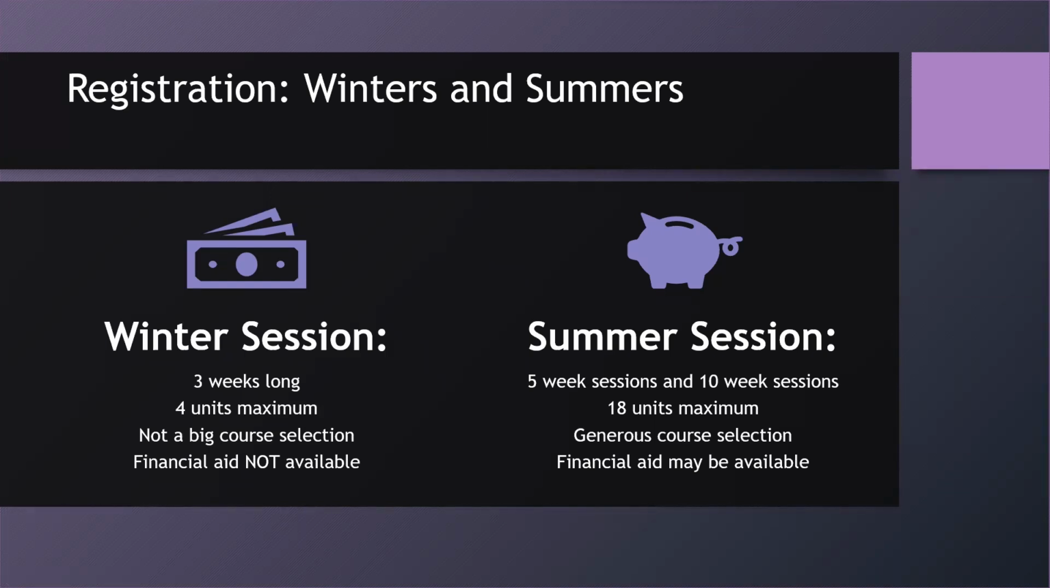Then we have summer sessions. Summer sessions consist of 3 different types of sessions. There's a first 5-week session, and then there is a second 5-week session, and there's also the regular 10-week sessions. So in summer, you can take up to 18 units. There are a lot more courses offered in summer, and you might be eligible for financial aid in the summer. You do need to check with your financial aid office just to see if you are. Our regular advisors here, we cannot tell you if you have summer aid, so keep that in mind.